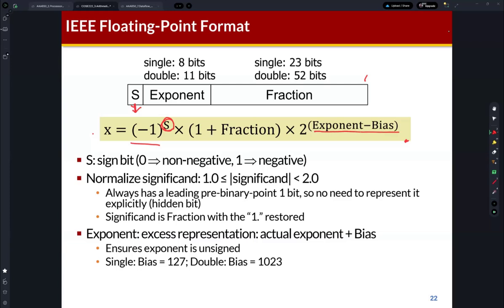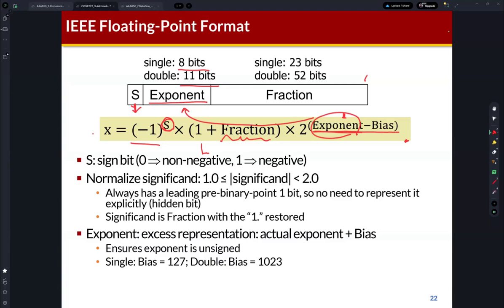The exponent part is the power of 2, so this number. So the exponent part is represented like this. This is the exponent number, and this number is allocated to this field. For the single precision floating point type, it has 8 bits, and for the double, it has 11 bits. Okay, and then the fraction.